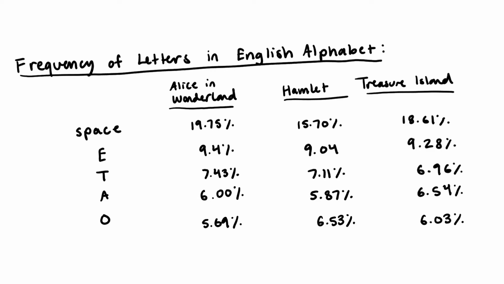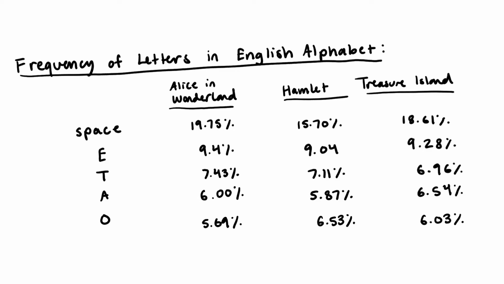So the most used element in the monoalphabetic English alphabet is the space, which is used, as you can see, in these well-known texts: 19.75% in Alice in Wonderland, 15.7% in Hamlet, and 18.6% in Treasure Island. Note that this chart is from Savin's book on number theory and cryptography, so you can check that out if you want to read more about this topic.